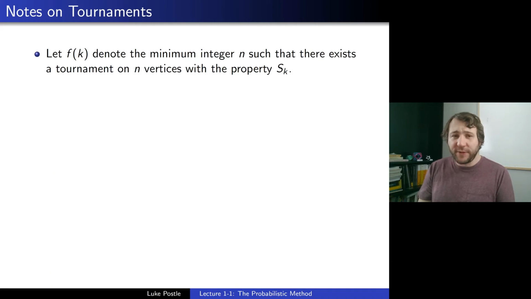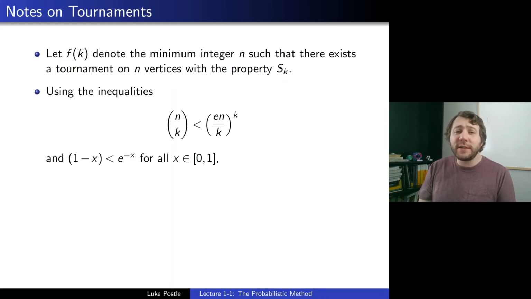Here are some notes on this, that we might be able to actually compute bounds. So that was only the inequality part. Like Ramsey numbers, we could also define f(k) to denote the minimum integer n such that there exists a tournament on n vertices with the property S_k. So finding this minimum size tournament.